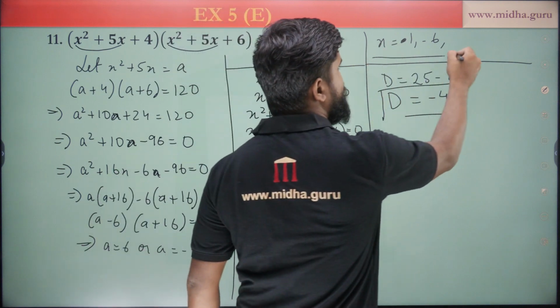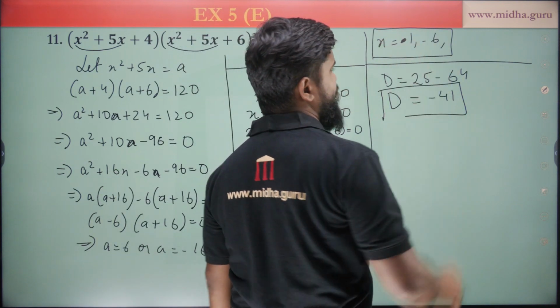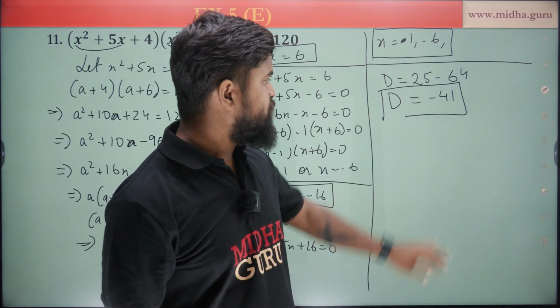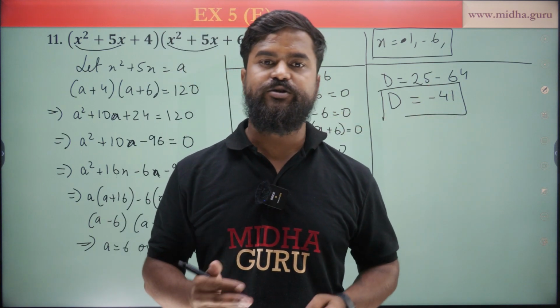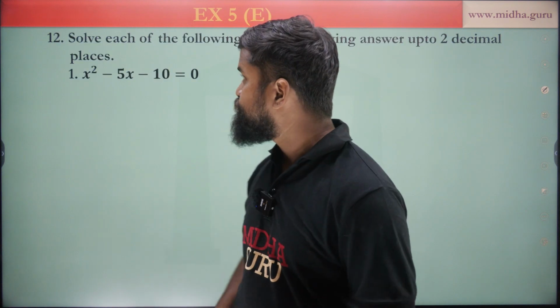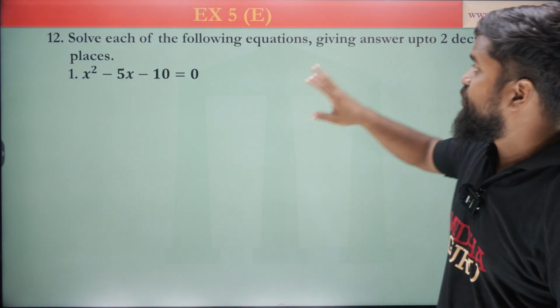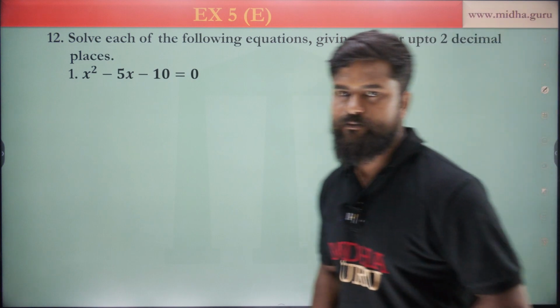So the only values for x that are acceptable for us are 1 and minus 6, since the other will not give us any real roots. So let's move on to the next question. Next question, it says solve each of the following equations giving answer up to 2 decimal places.